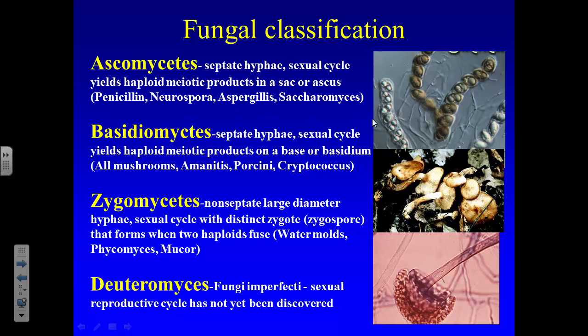Okay, so here are some examples of the different fungal classifications. This is something you just need to know, because they'll refer to certain fungi as ascomycetes, which means that they produce spores in a sac. It's all you need to know. Here's a list of some of them.